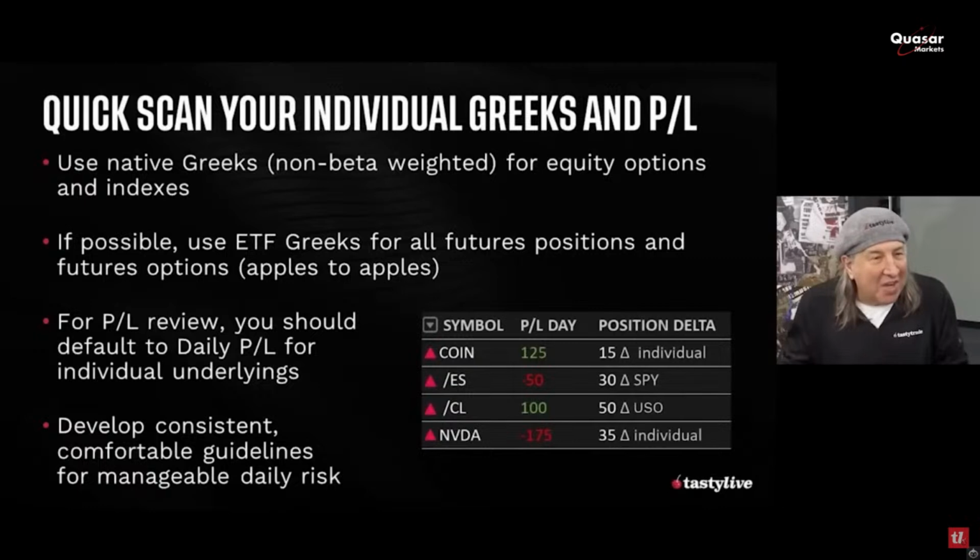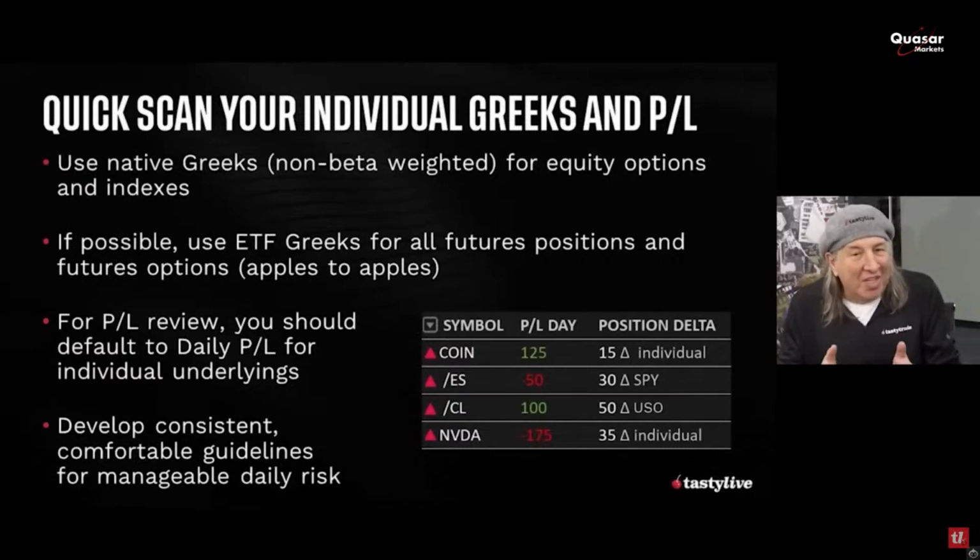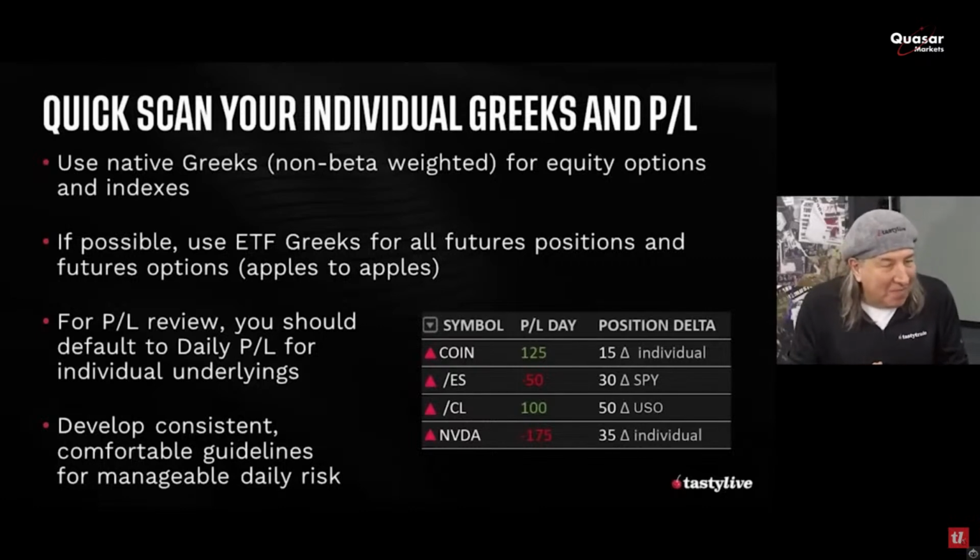So the next thing I want when you're deciding how you're going to manage your position, you've got to do a quick scan of the individual Greeks, whether you have on, and your P&Ls, whether you have on 1 position, 5 positions, 10 positions, or 80 positions. It doesn't matter. So what we do is we use native Greeks. Those are non-beta weighted for our equity option positions and our equity index positions. Okay, I'll get to futures in 1 second. But we use native Greeks.